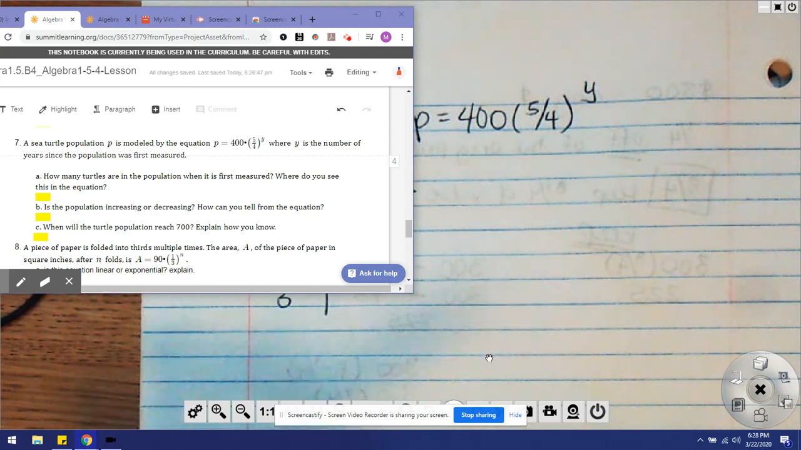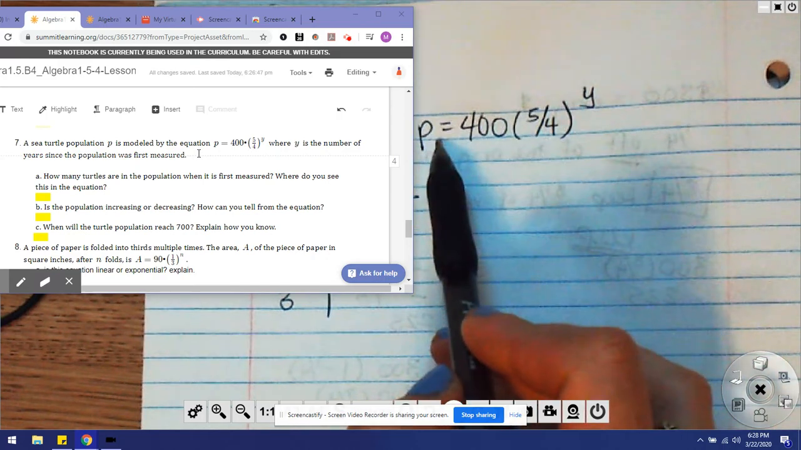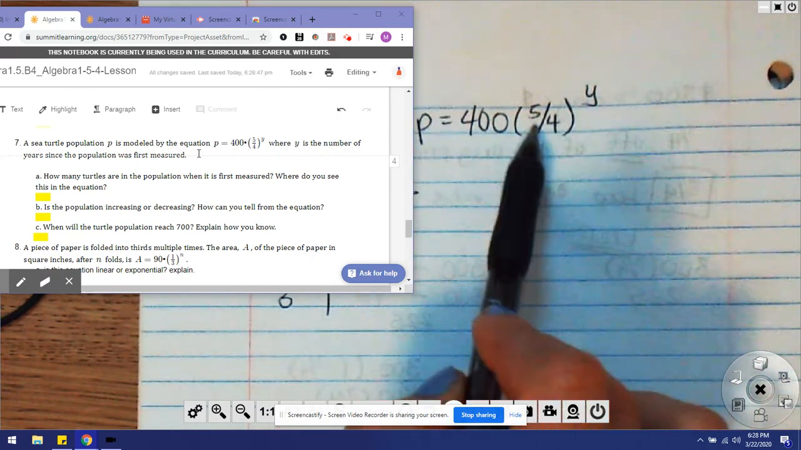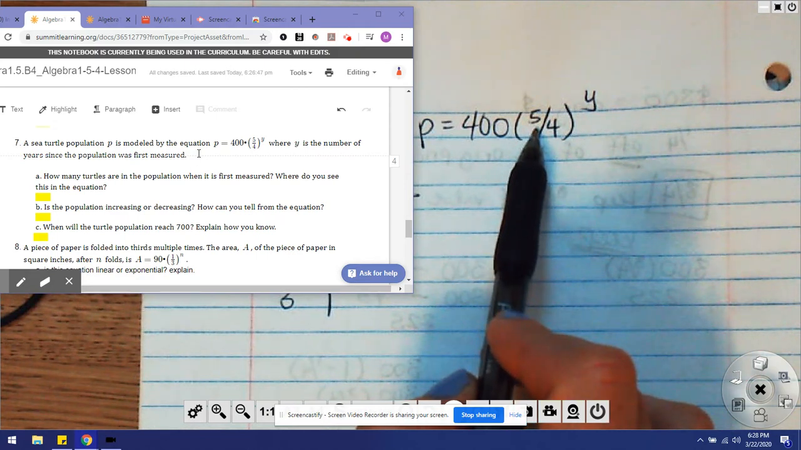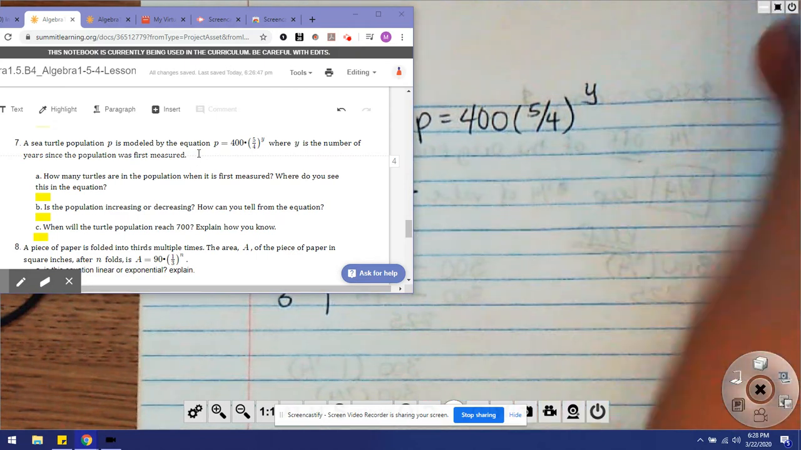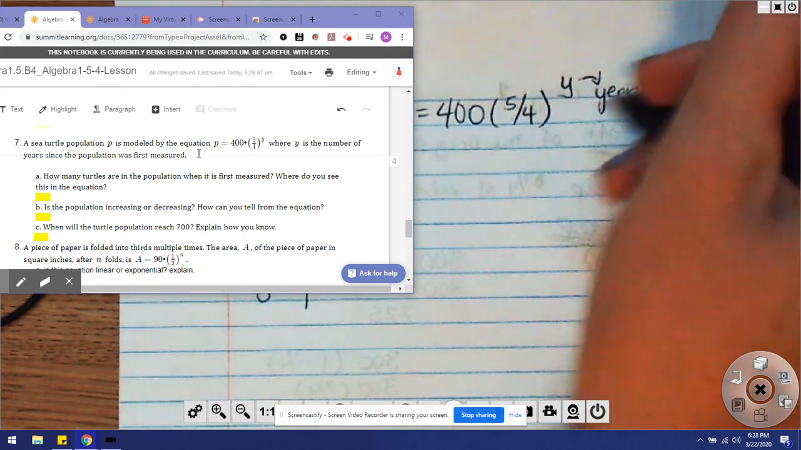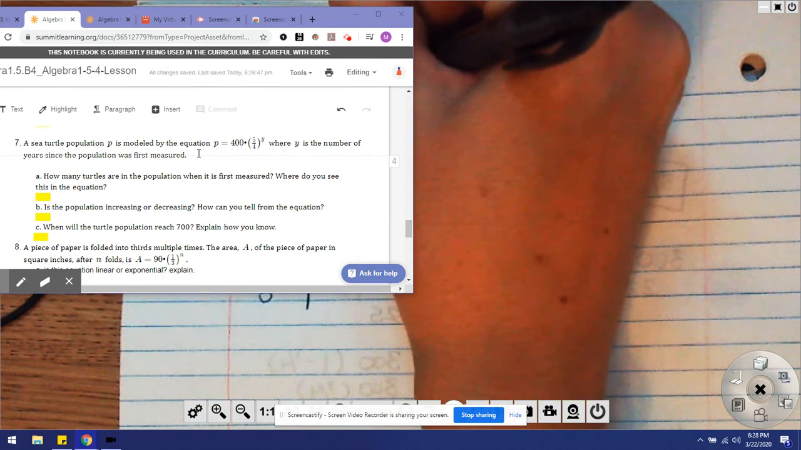All right, so for number 7, we're talking about a sea turtle population, which is modeled by the equation P equals 400 times 5/4 to the y. The first thing I did was copy down the question in my notebook. It says y is the number of years, so I'm going to quickly annotate that. And P is the population.